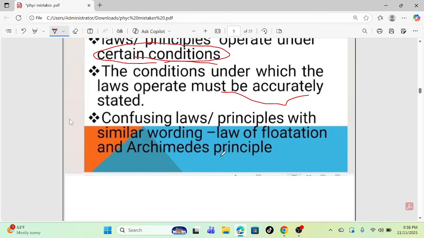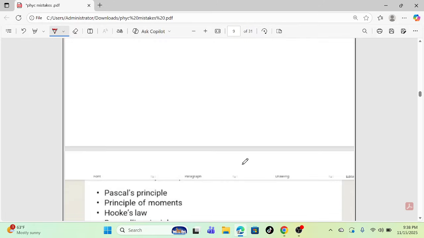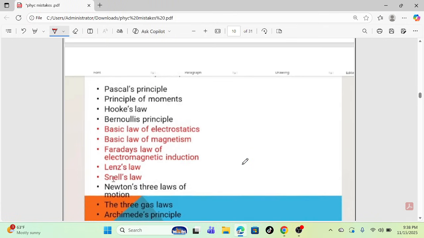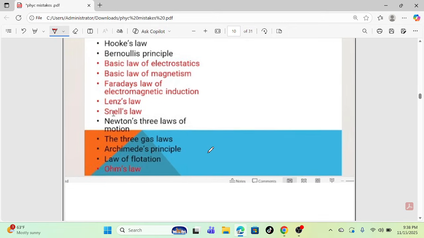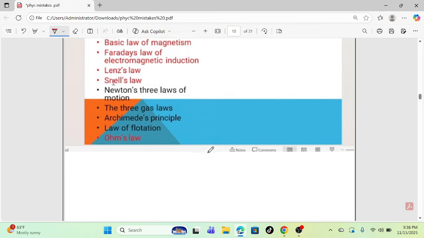Confusing laws or principles with similar wording, for example from Form 4: the law of flotation and Archimedes' principle. Students usually confuse them, so go and check the differences. Also the laws you may be asked to state: Pascal's principle, principle of moments, Hooke's law, Bernoulli's principle, basic law of electrostatics, basic law of magnetism, Faraday's law, Lenz's law, Snell's law.